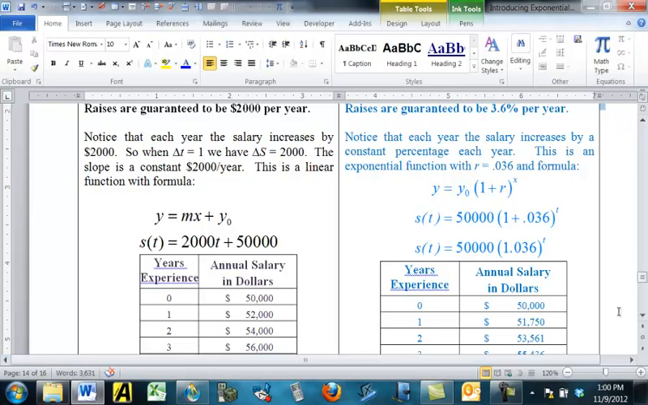The next time you earn 3.6% of your previous amount plus your previous amount, or in other words 1.036 times the previous amount to get the next one. That's exactly what happens with exponential.